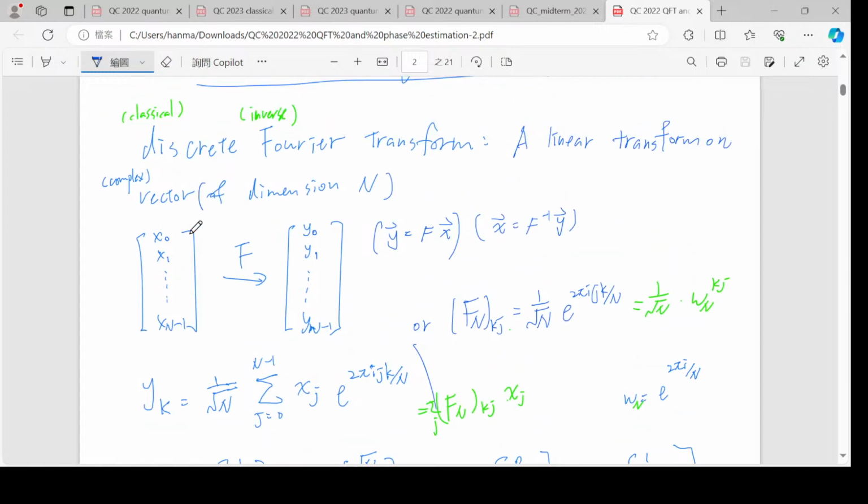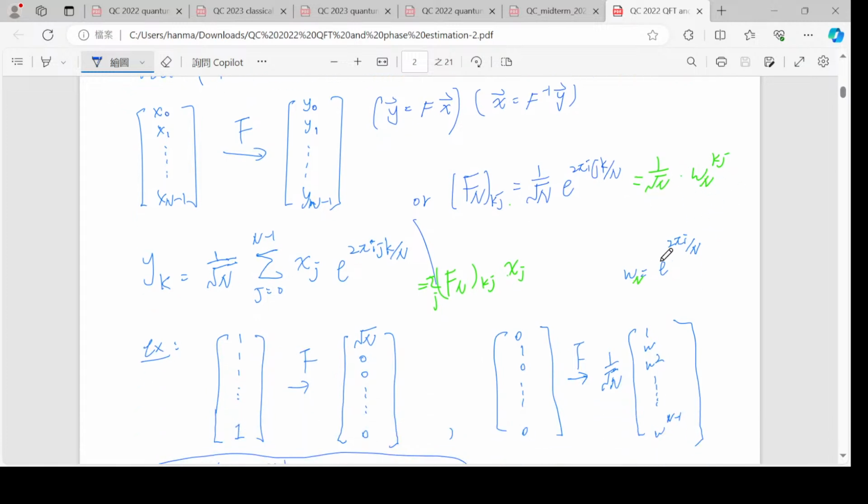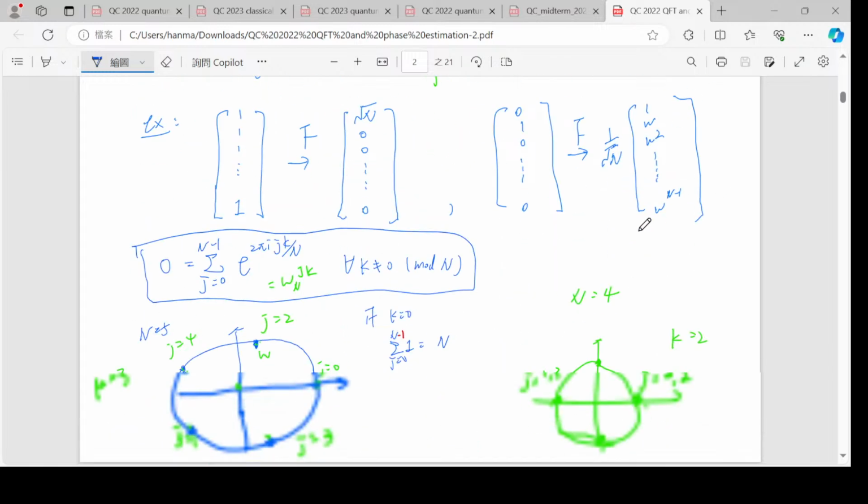And we have a few different ways to represent this transformation. First, we keep saying this is a vector and this is a matrix, a unitary matrix, and we can write down the elements of this unitary matrix as 1 over square root n times omega sub n to the kj. So the kj element is this thing, and omega sub n is the nth root of 1. Okay, so we are thinking of roots of 1 in the complex plane. So it's e to the 2 pi i divided by n.